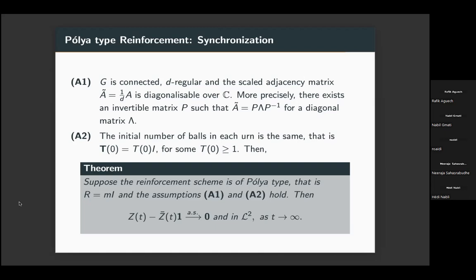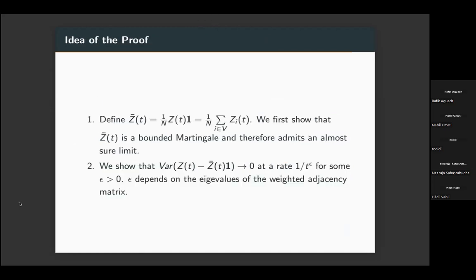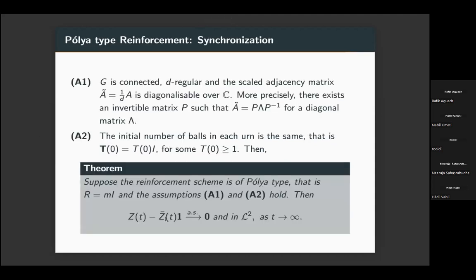Okay, so I have defined Z bar here, which is very similar to what was defined by Paulo Dai Pra and Grimaldi in their paper. So it is just 1 over n sum over Z i T. Okay, and the idea is fairly simple. You can just show that this Z bar T is a martingale, and therefore it has an almost sure limit. And then you show that ZT minus Z bar T also has an almost sure limit, and that limit is actually 0. However, this uses some more results from martingale theory, which if I have time, I can show, otherwise I can skip.